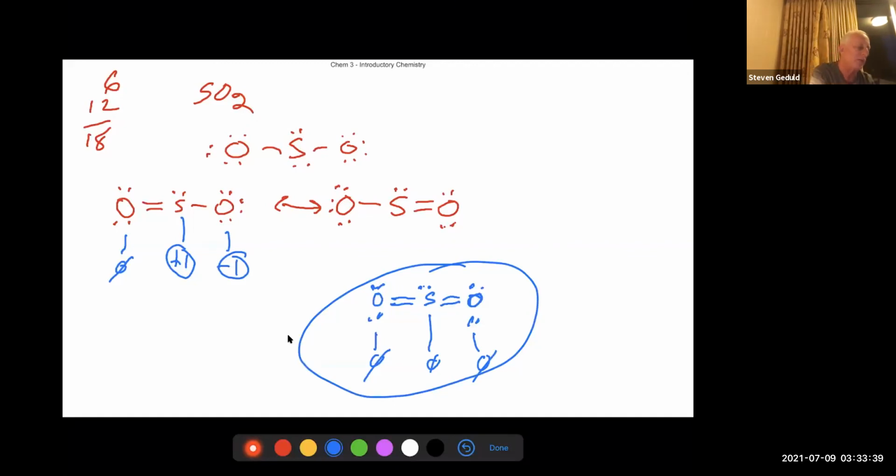So this one on the top shows your octet rule, and this one down here shows the one where all the formal charges are 0. Does that make sense? Did that answer it?